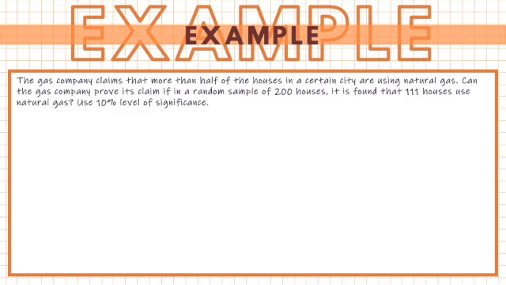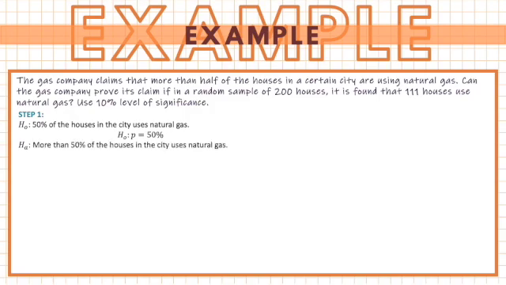Again, we follow our 4 steps in hypothesis testing, starting with our null and alternative hypothesis. So our null hypothesis is that 50% of the houses in the city use natural gas. So half, of course, is equivalent to 50%. We write that in symbols as P is equal to 50%. While in our alternative hypothesis, we can say that more than 50% of the houses in the city use natural gas, or P is greater than 50%. After stating our null and alternative hypothesis, we move on to step 2.